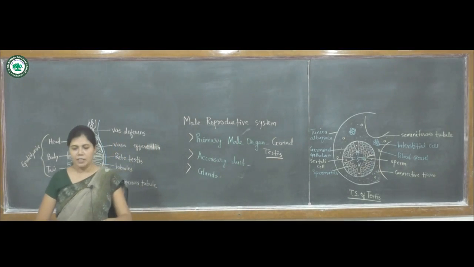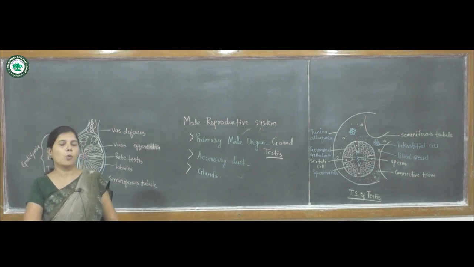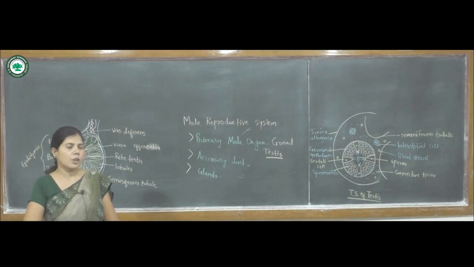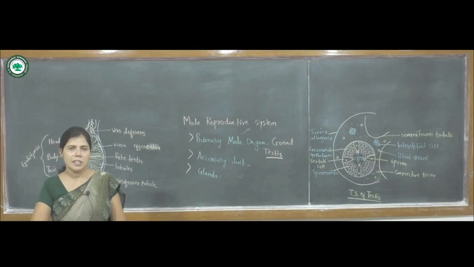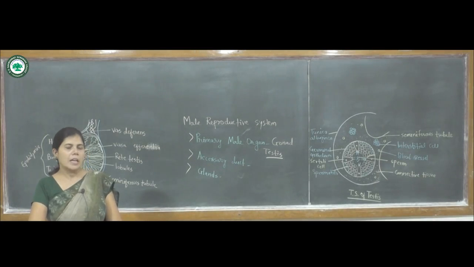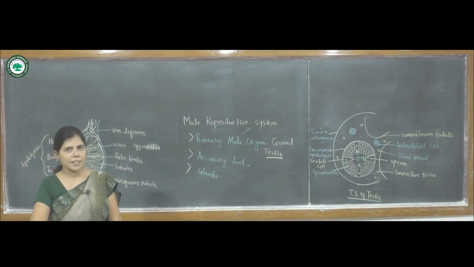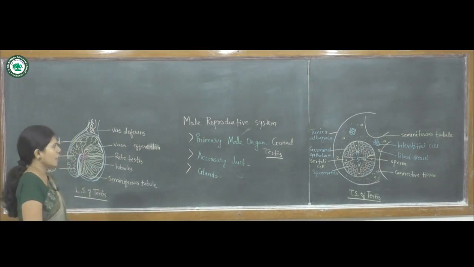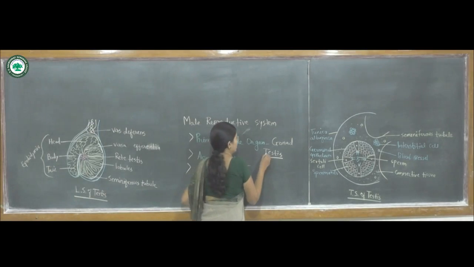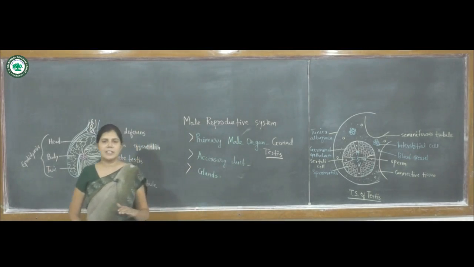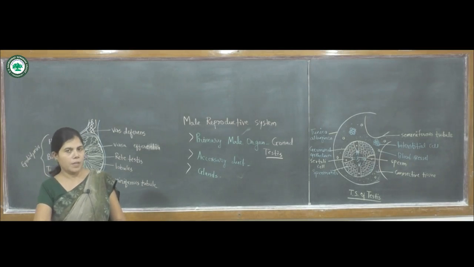Testes are present in a pair, two in number, and oval in shape. The length of the testis is 4 to 5 centimeters, the width is 2 to 3 centimeters, and the thickness is 3 centimeters. The pair of testes is present in a pouch-like organ known as the scrotum.